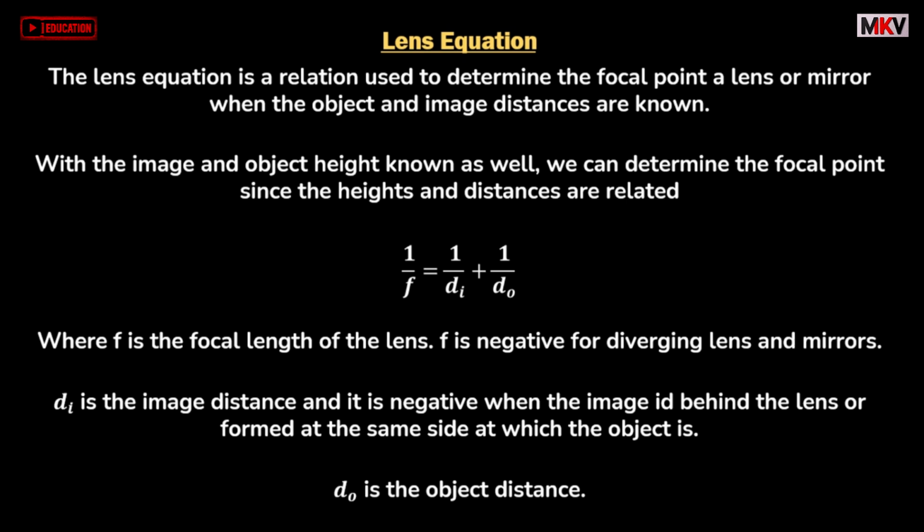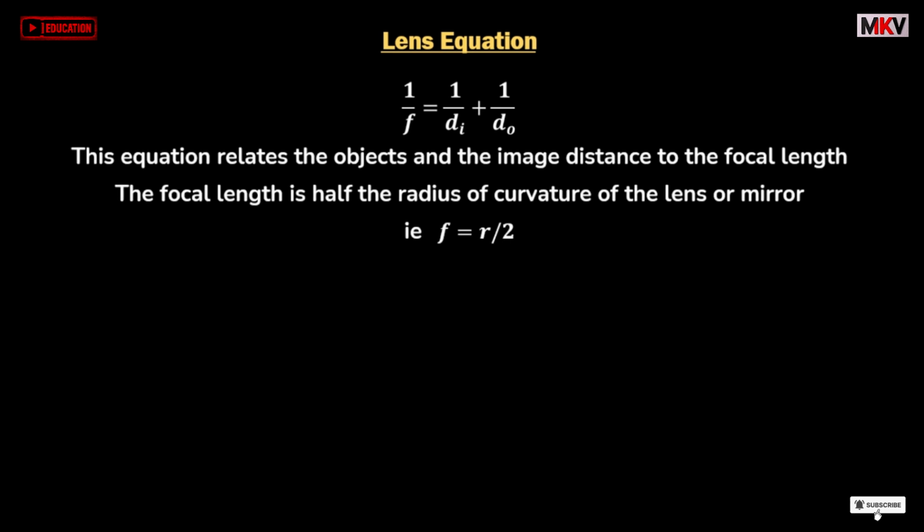Particularly, the image distance is negative for a diverging lens, because almost all the images formed by diverging lenses are behind the lens. And d naught is the object distance. So we have to take note of these when to apply them and how to use them to determine the focal length of the lens or a mirror. This equation relates the object and image distance to the focal length. And the focal length is half the radius of curvature of the lens or a mirror.